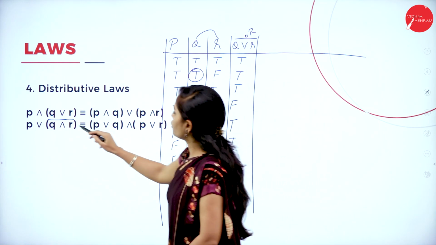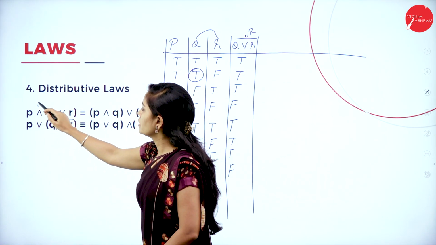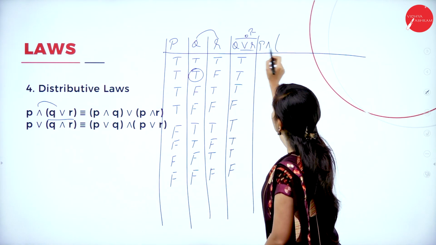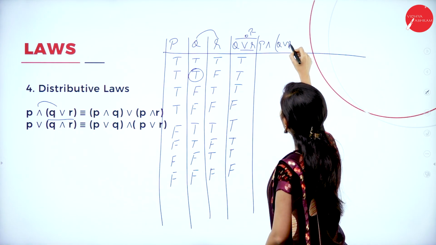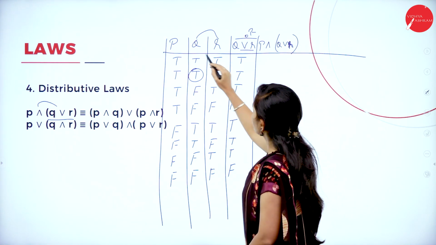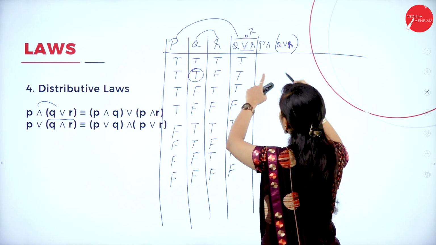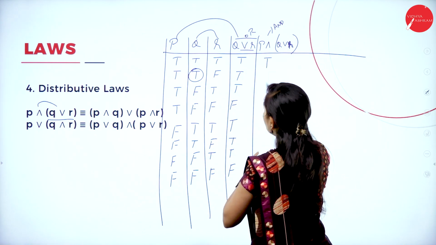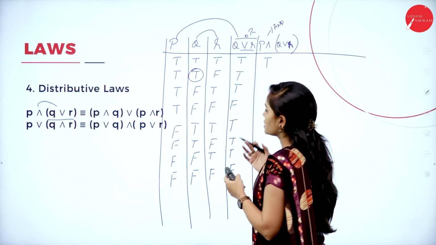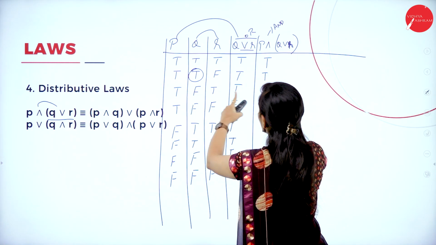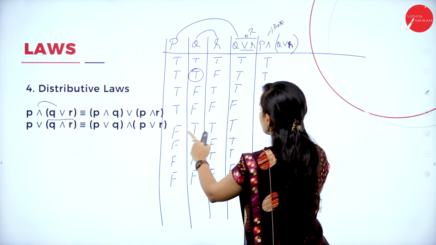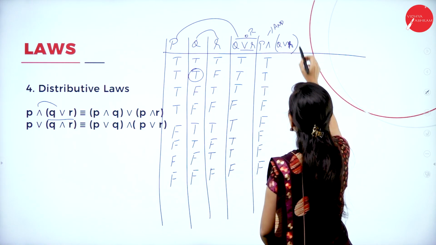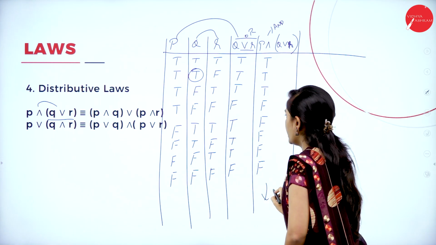Next I will find out P ANDed with Q OR R. Take these two columns now. Here we have to use the AND operation. True, true is true. If any one of the conditions is false, it is false, otherwise it is true. True, false is false. False, true is false. False, false is false. So this is your LHS.